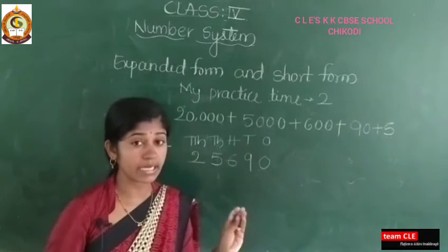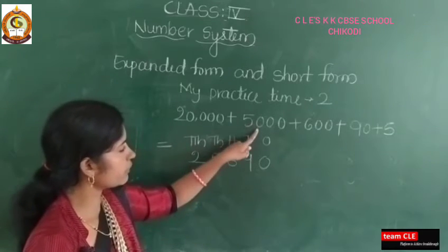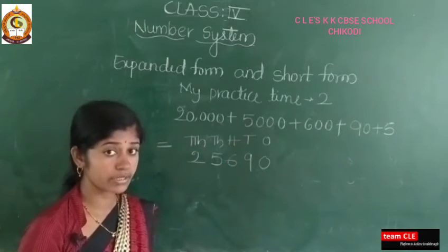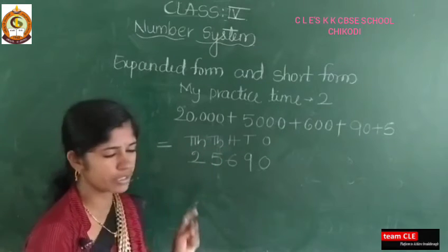Here, to get a correct answer, you need to write the place value chart. For example, here 5000 is there. If that place value is not there, then in that case you have to put here 0.